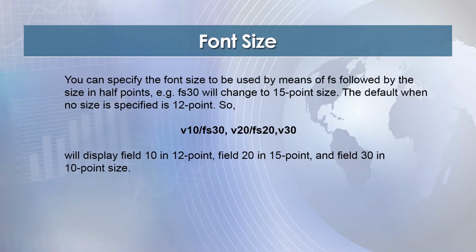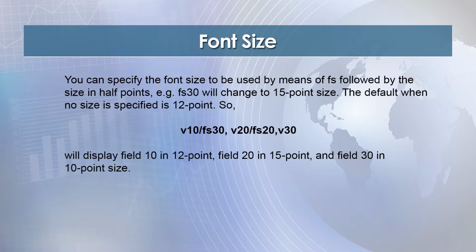FS 36 will display font in 18 point, FS 20 will display font in 10 points, FS 24 will display font in 12 points. So, in this way you can handle it, and the corresponding effect you can enclose within either curly brackets or by giving a particular new line character.